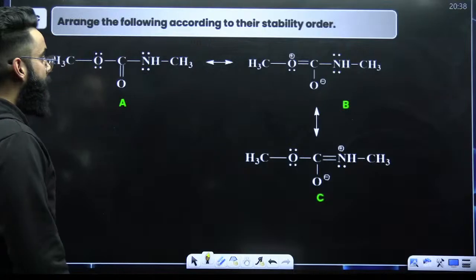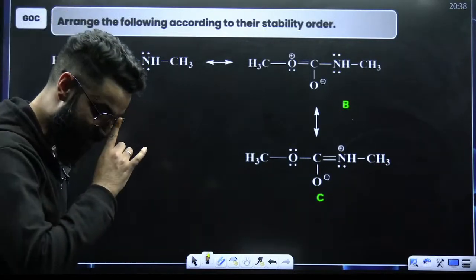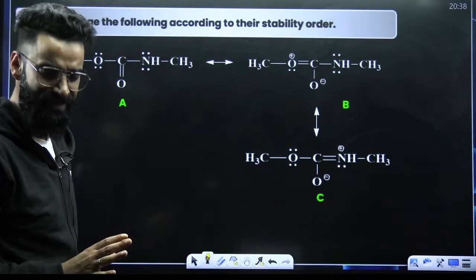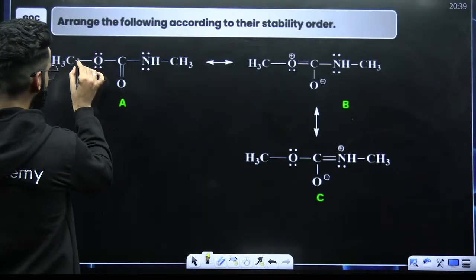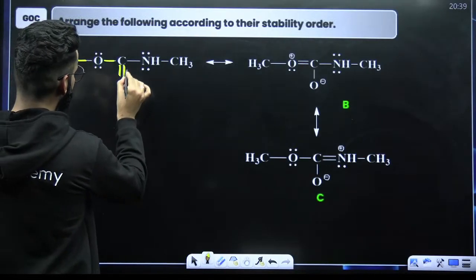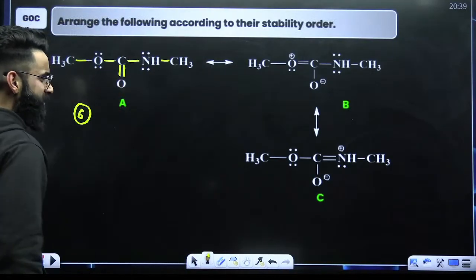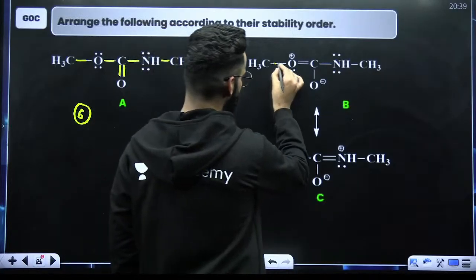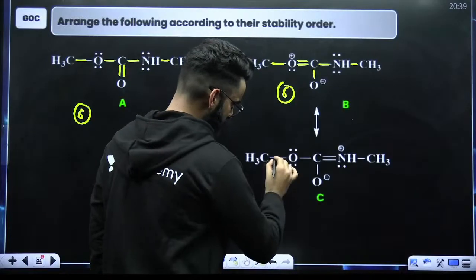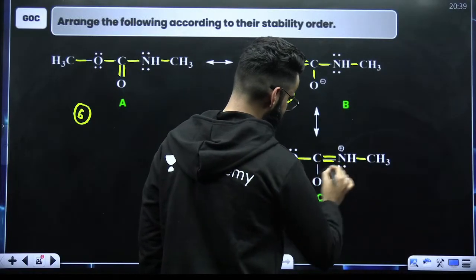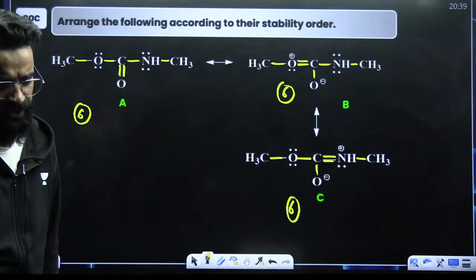See, my dear students, first of all, whenever you are supposed to arrange the resonating structures as per their stability, what is the first thing you always do? You always count the covalent bonds first. If I count the bonds here, 1, 2, 3, 4, 5, 6. So you can see there are 6 underlined bonds. Again 6 here. Look here, 1, 2, 3, 4, 5, 6. Again 6 here. So the bonds in every structure are the same.